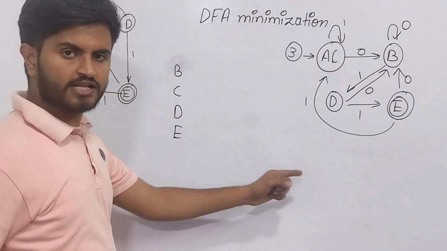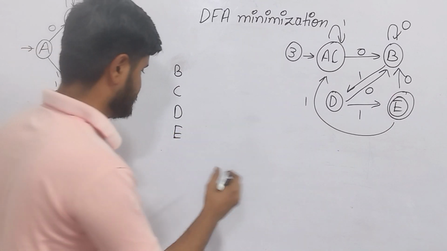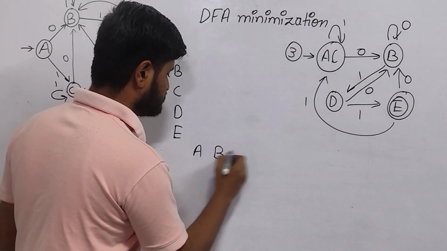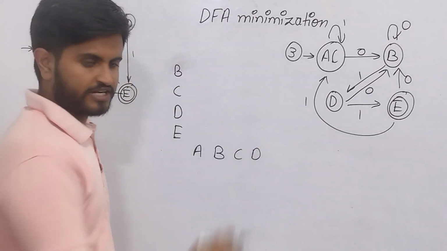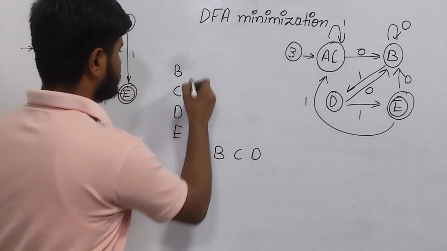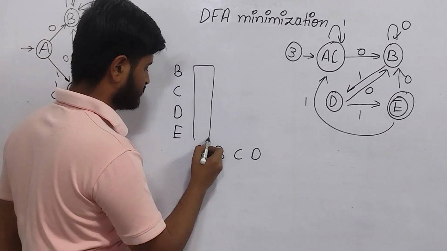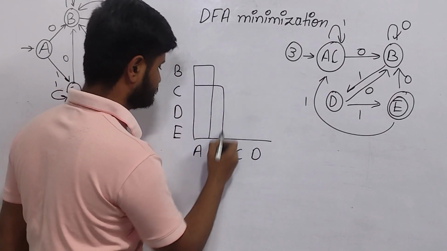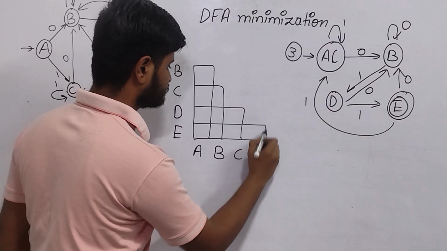Next in the horizontal line, you will be leaving the final state. And write all of them. A, B, C, D. E was the final state, I left here. In the vertical, I left the initial state. Now draw the table. So it will be like this. Like this you must draw.